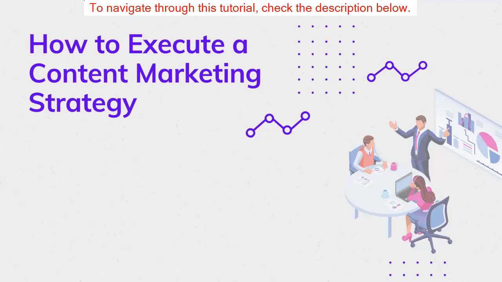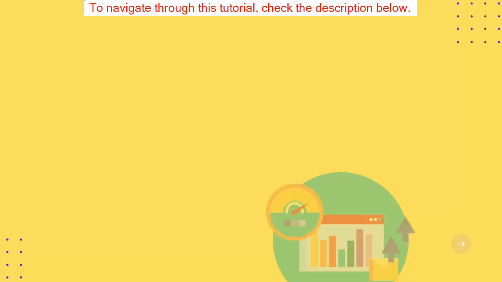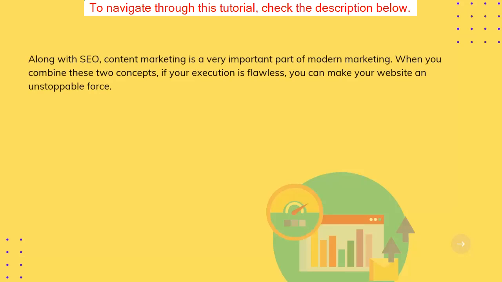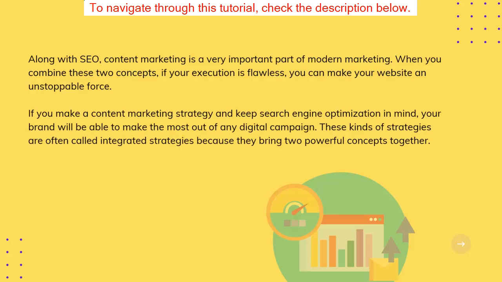How to execute a content marketing strategy. Along with SEO, content marketing is a very important part of modern marketing. When you combine these two concepts, if your execution is flawless, you can make your website an unstoppable force. If you make a content marketing strategy and keep search engine optimization in mind, your brand will be able to make the most out of any digital campaign.